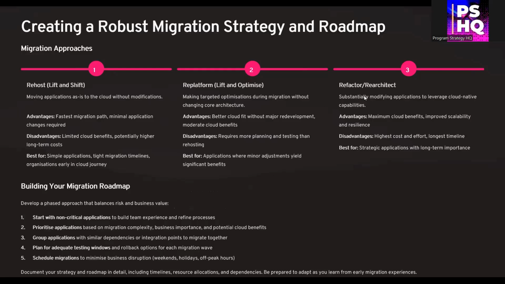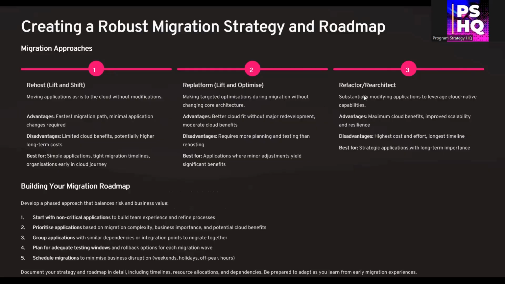Replatform or lift and optimize. This approach keeps the core architecture intact but introduces small optimizations like switching to a managed database or container service. It requires more planning but delivers moderate improvements. Refactor or re-architect. This is the most intensive approach where you rebuild applications to fully leverage cloud native capabilities like microservices or serverless. It's costly and time consuming, but it delivers the greatest agility and scalability.